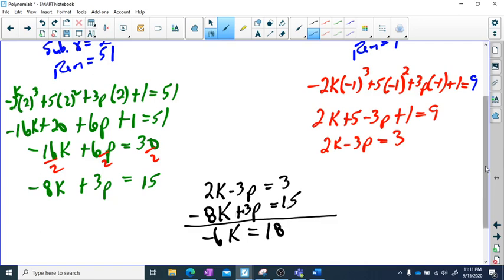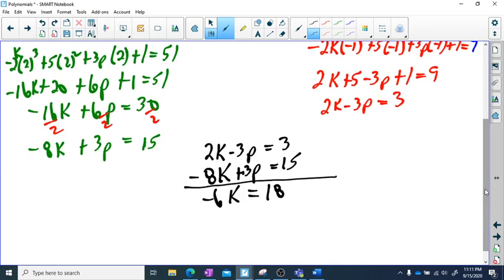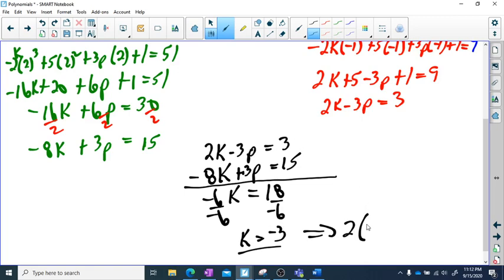Now, I have got rid of the variable p, and I can solve for k. That'll give me negative 6, divide into each of those. There's one of the unknowns. It must have been a negative 3. Once you have the value for one of them, pick the easier of the two equations. I'll go with that top one. So now I know that 2 times k, take away 3p has got to give me 3.